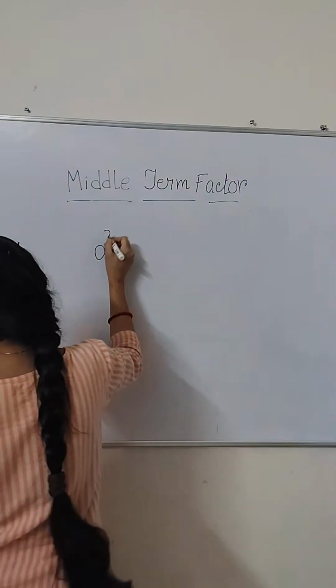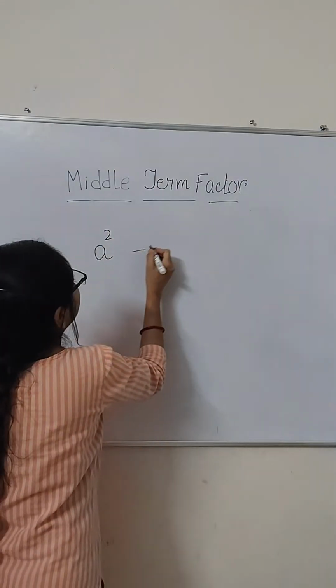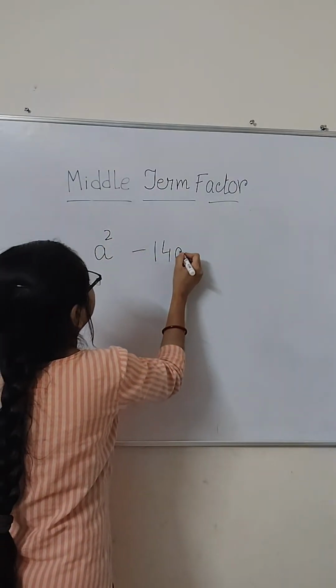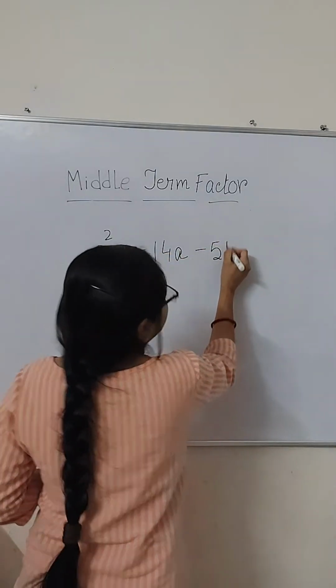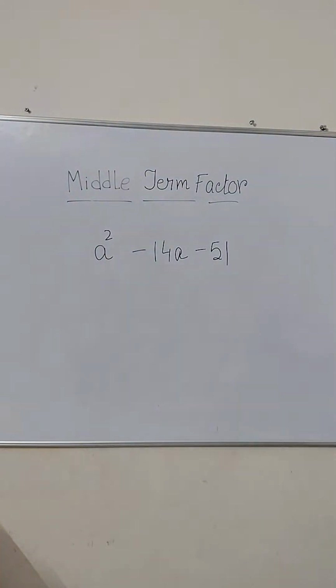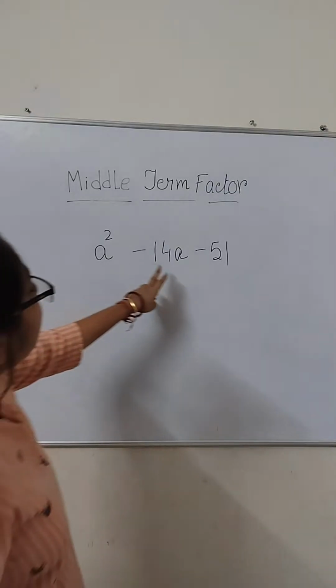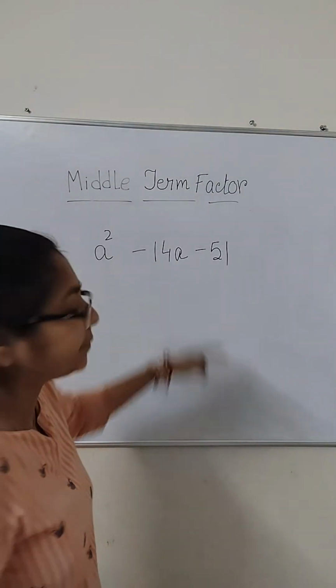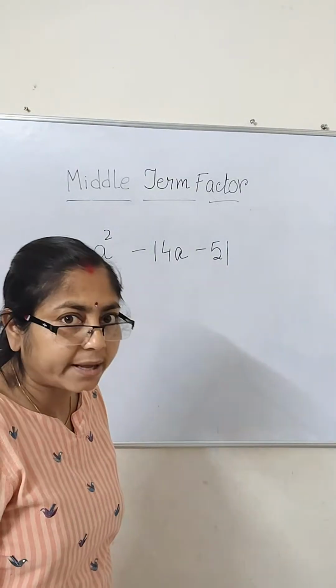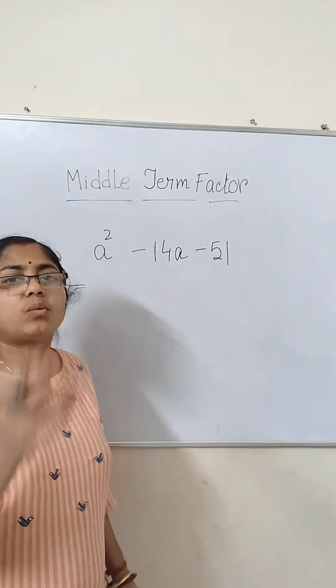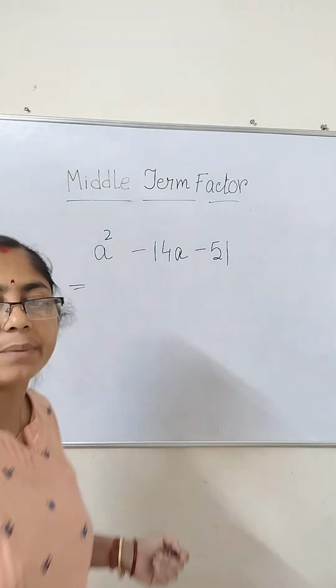a square minus 14a minus 51. A square minus 14a minus 51. I give you 1 minute time. The students, you complete the math. After 1 minute, I will start. Please complete the math.